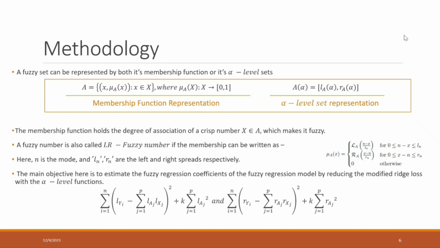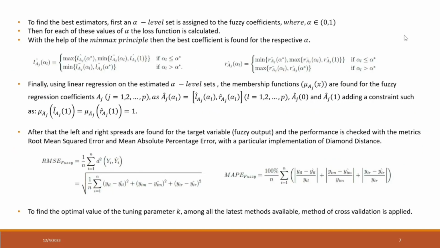So the main objective here is to estimate the fuzzy regression coefficients of the fuzzy regression model by minimizing these two modified ridge loss functions with the help of the alpha level algorithm that we're going to see further. These are my two objective functions that we're going to minimize to find the optimal value of the fuzzy coefficient for both the left and right hinge.